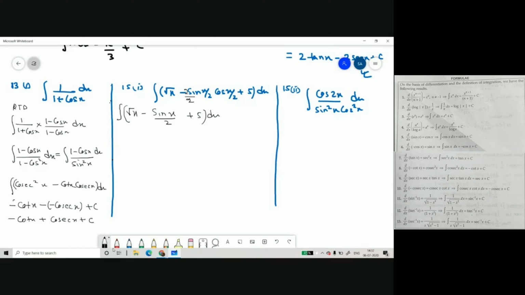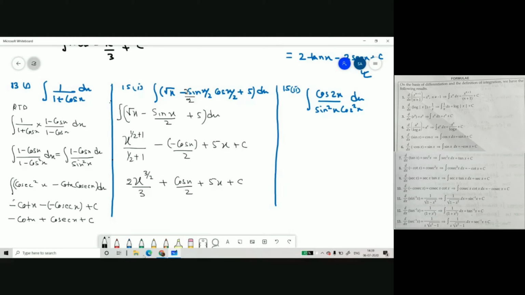Integration of root x: we know x to the power half is x to the power half plus 1 by half plus 1, minus sin x integration is minus cos x by 2, plus 5. Integration of dx will be x plus c. Am I correct or not? So this is x to the power 3 by 2, in the denominator 3 by 2, so 3 by 2 comes over here, plus cos x by 2 plus 5x plus c. Any doubt? I don't think so.